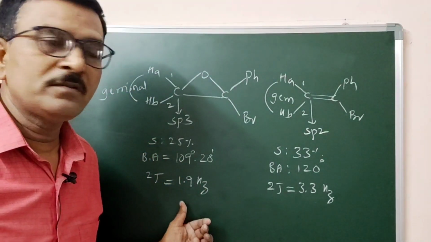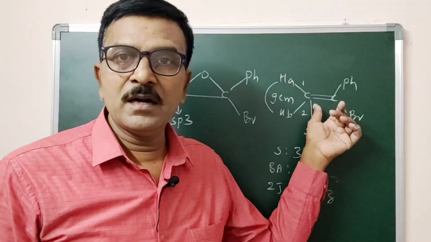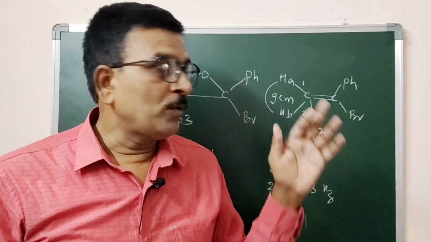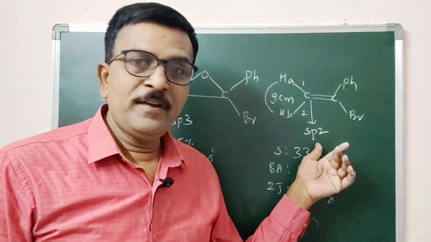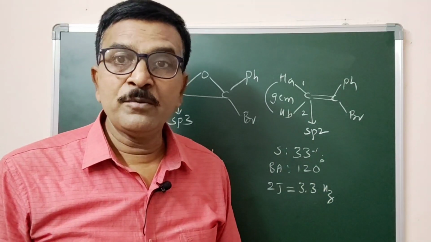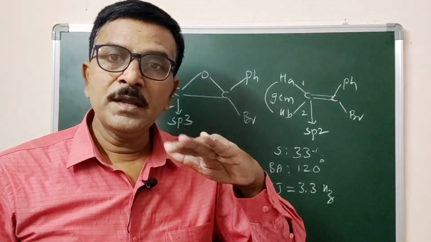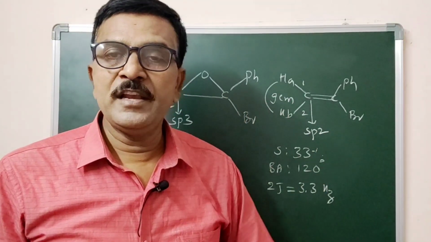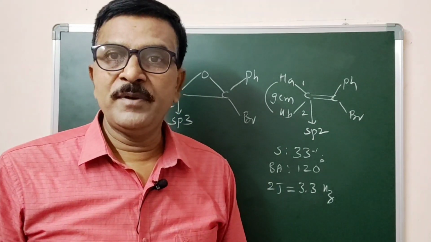Therefore, the J value is less. Now, as the s character in the hybridization of the atom bearing the coupled proton increases, what happens? The two coupled protons in the second example slowly come into a plane. That is, where the hybridization is sp2, the geometry becomes planar. That means in the second example, the bonding electrons between the A and B protons are in plane, therefore strongly coupled, and hence the 2J value, the geminal coupling constant, is also more. This is the effect of hybridization.